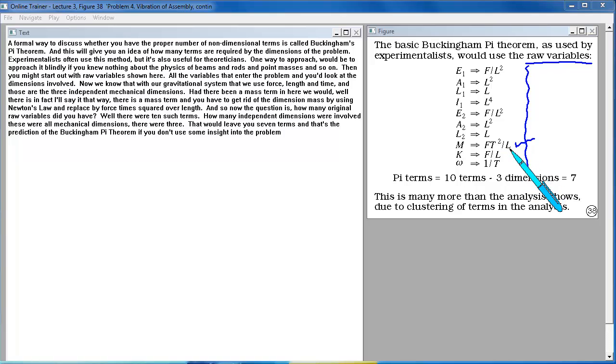And so now the question is, how many original raw variables did you have? Well, there were 10 such terms. How many independent dimensions were involved? And these were all mechanical dimensions. There were 3. That would leave you 7 terms. And that's the prediction of the Buckingham pi theorem if you don't use some insight into the problem.